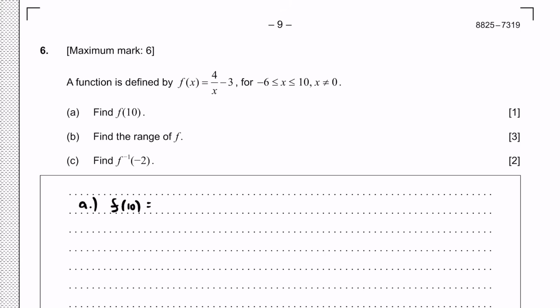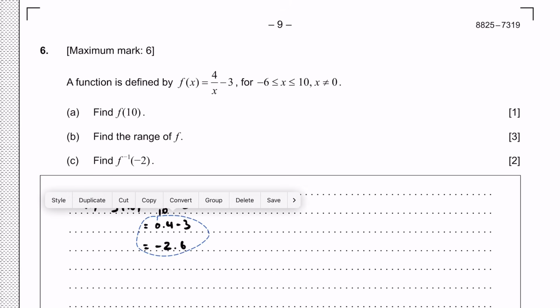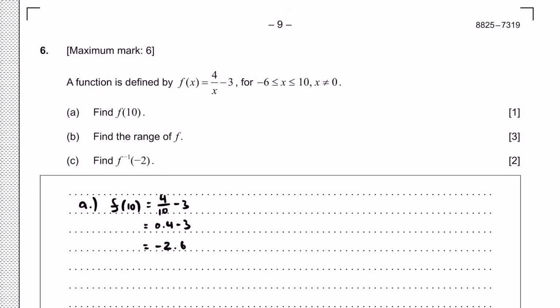So f of 10 equals 4 over 10 minus 3. And I guess we could work this out. 4 over 10 is equal to 0.4. 0.4 minus 3 is going to be equal to negative 2.6. You can, of course, work this out on the calculator and you get the same answer. All right, let's go on to part B.